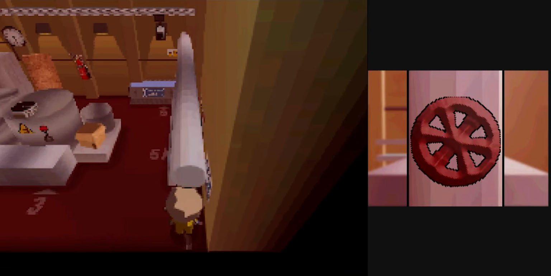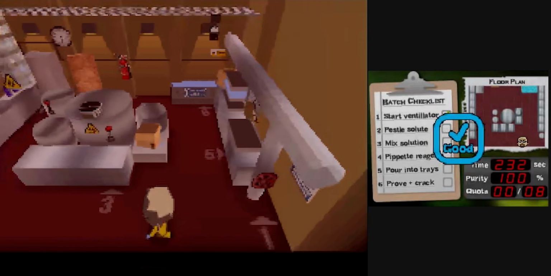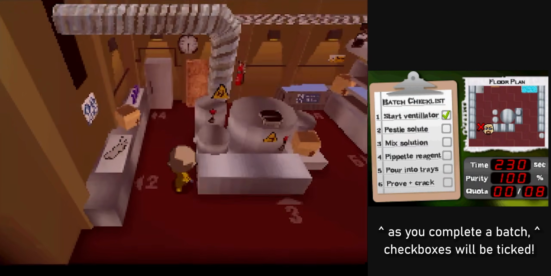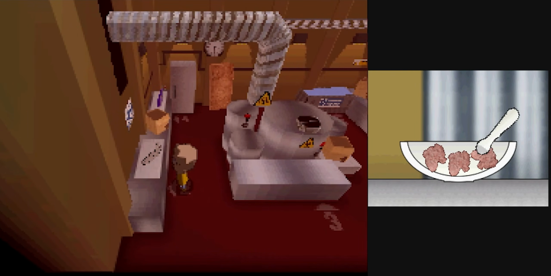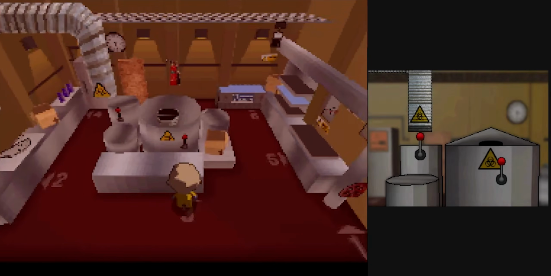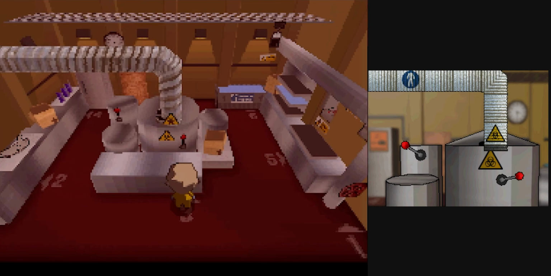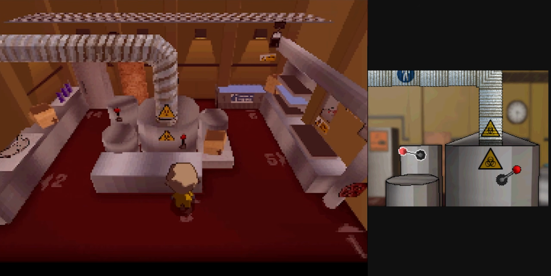First, we need to turn the valve that activates the lab's ventilation system. Next, you'll head to the pestle and mortar to grind up some solute for dissolving. Then, you'll head to the industrial plant machinery in the center, where you'll need to crank the insulated pipes into position to allow for the chemical mixing to take place. As mentioned, the pipe in the 3D scene also moves.